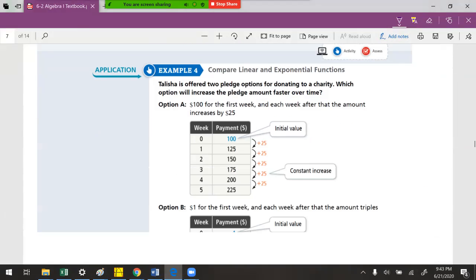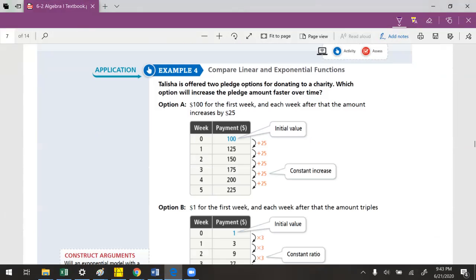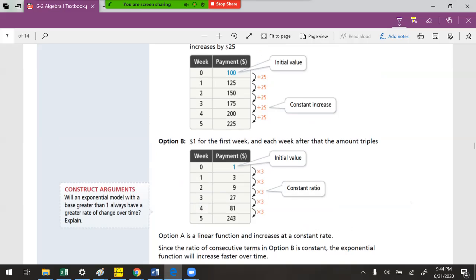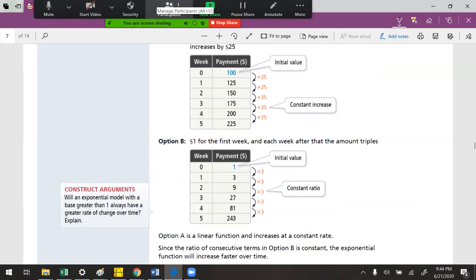A few more examples. Example 4. Delisha is offered 2 pledge options for donating to a charity. Which option will increase the pledge amount faster over time? Option A increases by $100 arithmetically, or option B is tripling. Looks like after week 5, you get more money compared to just adding $25 every week. So it sounds like option B is better because it's exponential. Remember that exponential gets you bigger numbers more quickly.